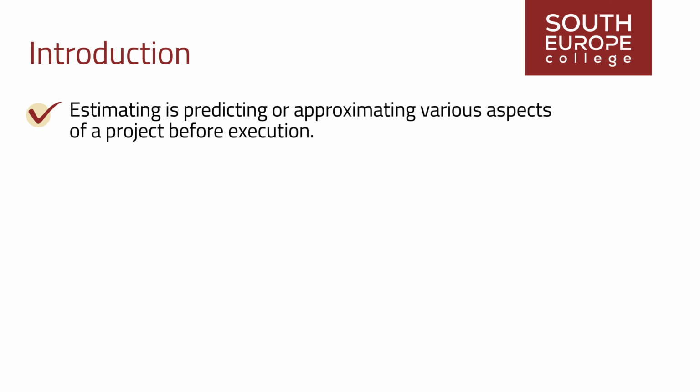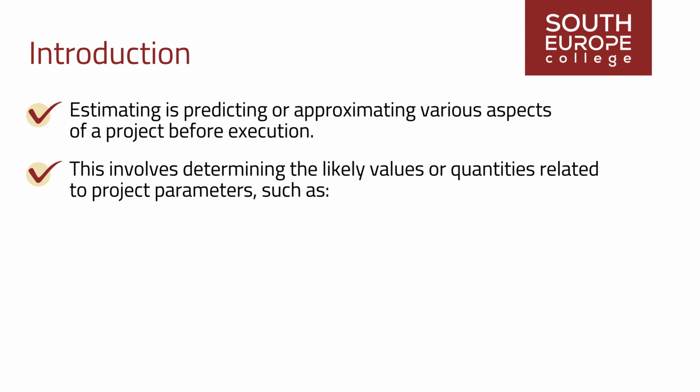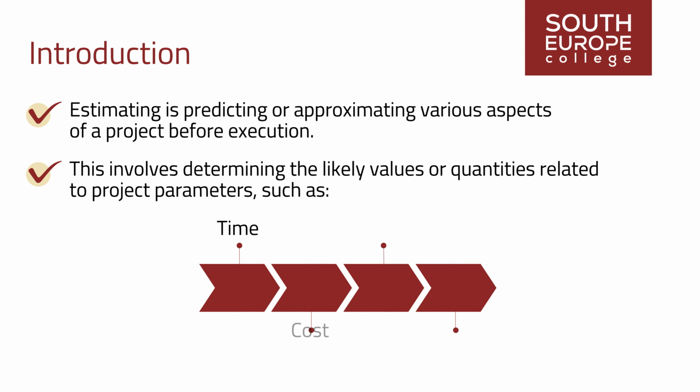Estimating is predicting or approximating various aspects of a project before execution. This involves determining the likely values or quantities related to project parameters, such as time, cost, resources, and risks. Estimating is a crucial phase in project planning as it provides a basis for decision-making, resource allocation, and overall project control.